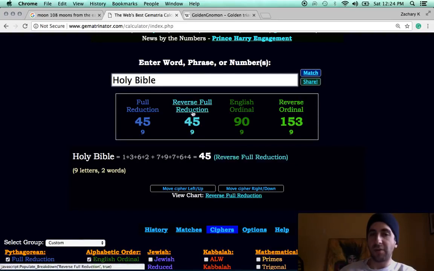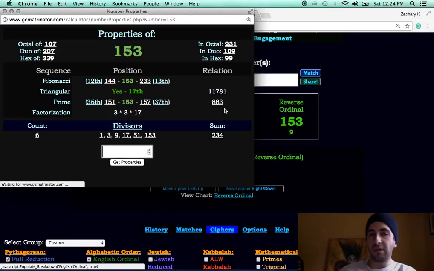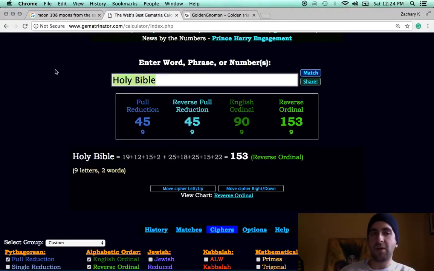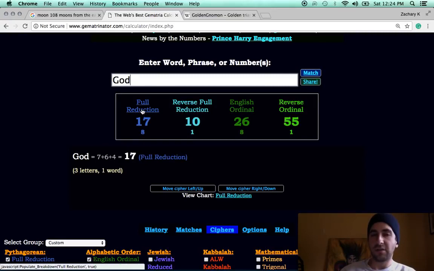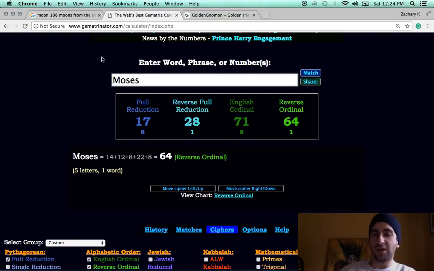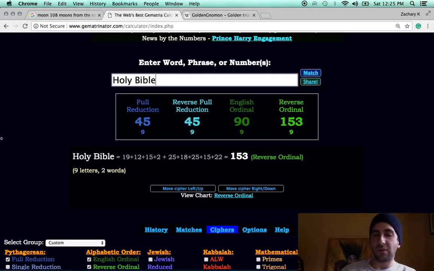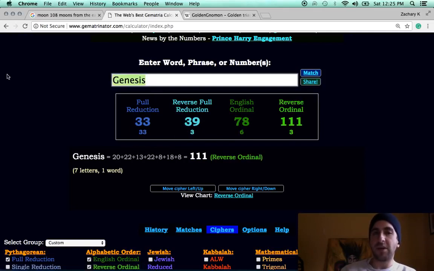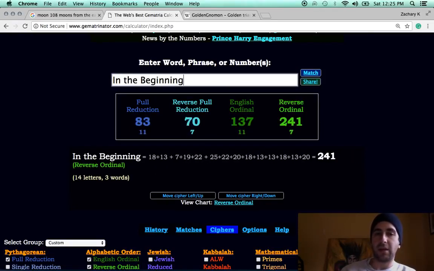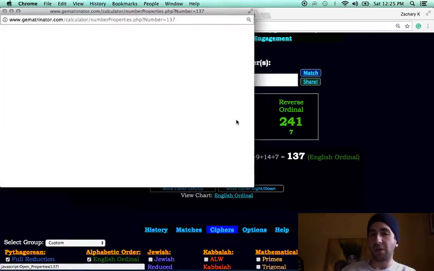Notice the gematria of Holy Bible. 45 forwards and backwards. And with regards to 153, that's the 17th triangular number. God, 17. Remember who God commands? Moses. So the entire Bible is this code. From the start to the finish. Genesis has gematria of 33. Very special number in the Bible. Genesis means in the beginning, which is 137, the 33rd prime.